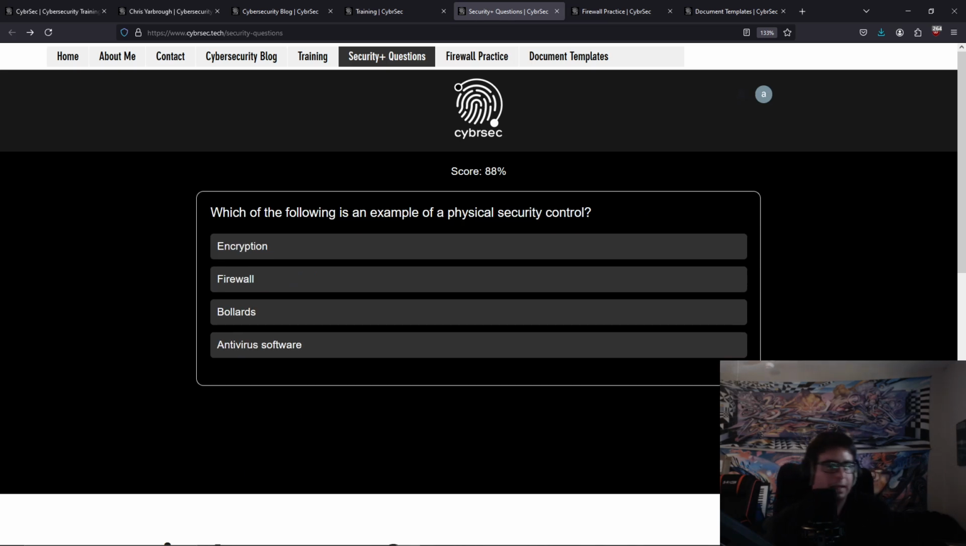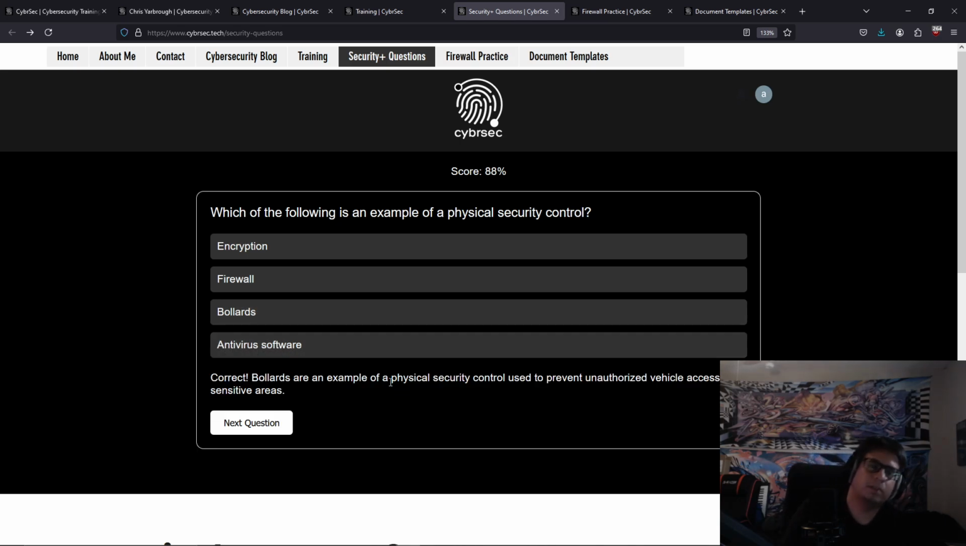Which of the following is an example of physical security control? Not physical, not physical. Was way back in the day, but not for IT. Not physical. Bollards. Bollards are an example of physical security used to prevent unauthorized vehicle access to sensitive areas.